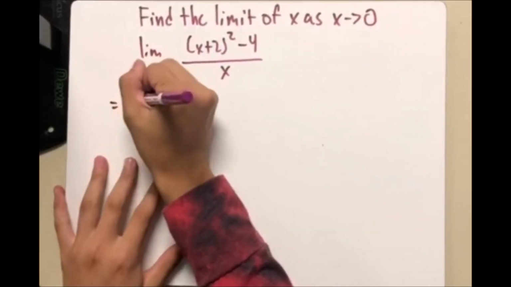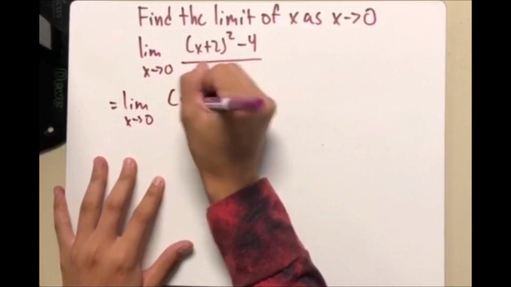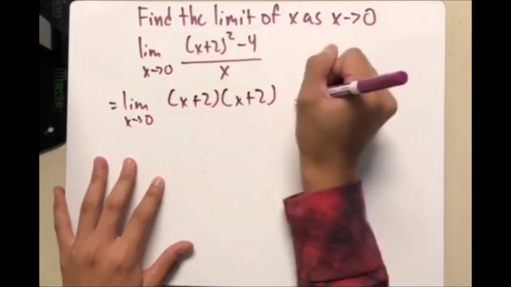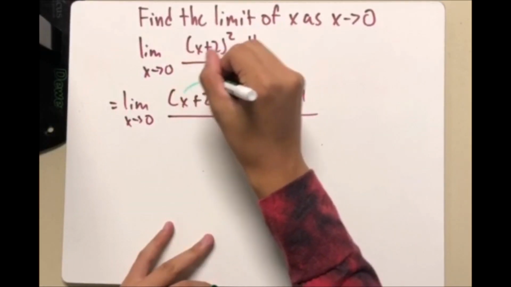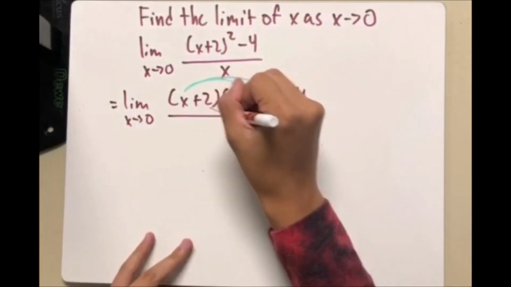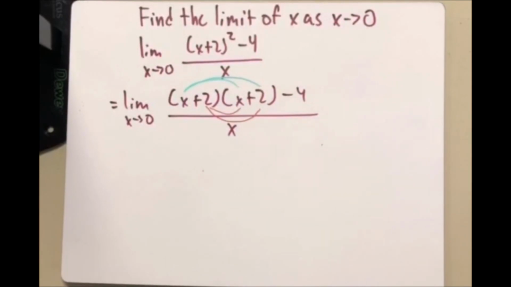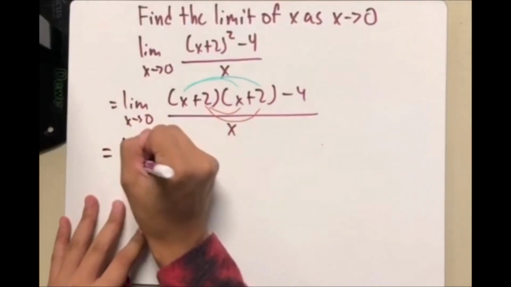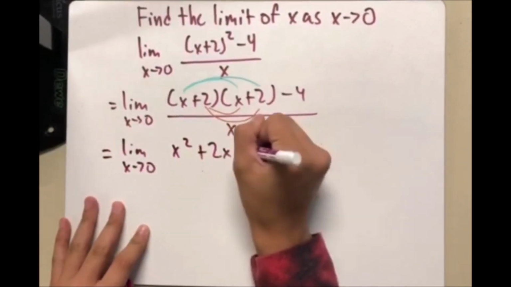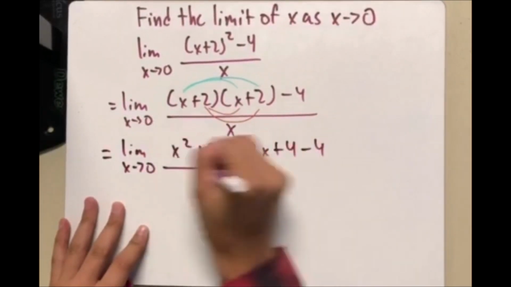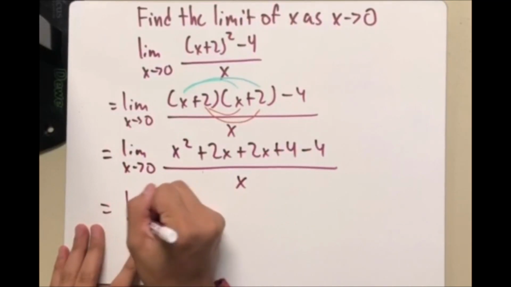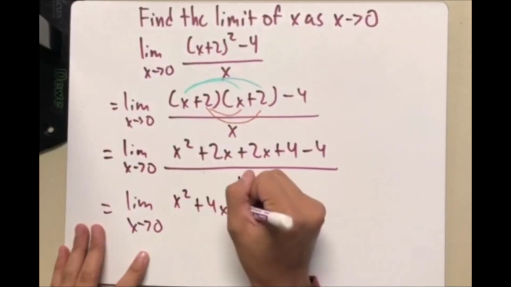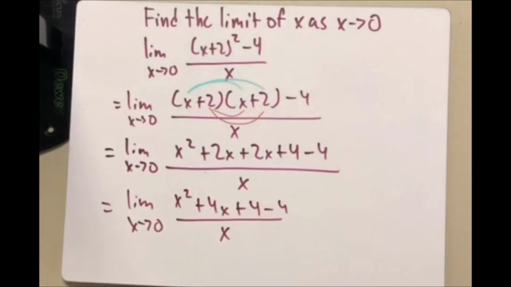First, rewrite the binomial squared as a product of two binomials, because you can expand a squared term by multiplying the term by itself. Multiply the first binomial by the second binomial by distributing each term. Simplify the terms in the numerator because there are like terms, and we can get rid of the ones that cancel.